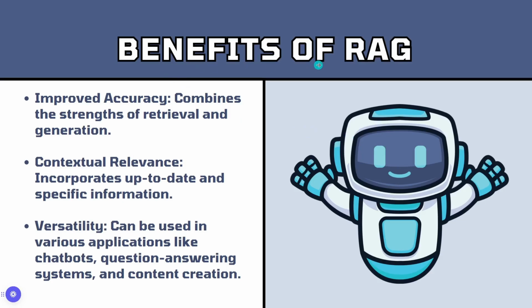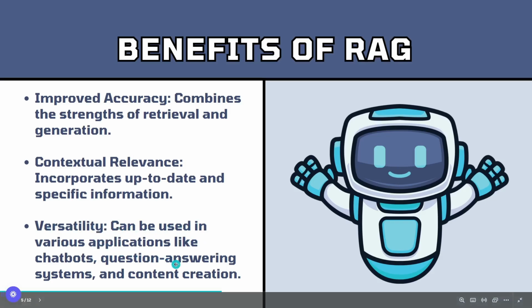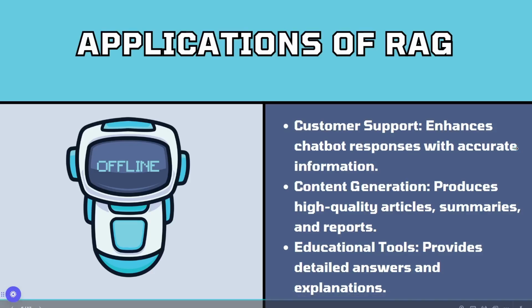And what are the benefits of using RAG? We're going to have improved accuracy. It combines the strengths of retrieval and generation to create a better response. Contextual relevance: it incorporates up-to-date and specific information that we're going to give OpenAI, or the GPT-4 model. Versatility: it can be used in various applications like chatbots, question answering systems, and content creation. So RAG could be used in many different types of applications, and we're using it on our chatbot this time.